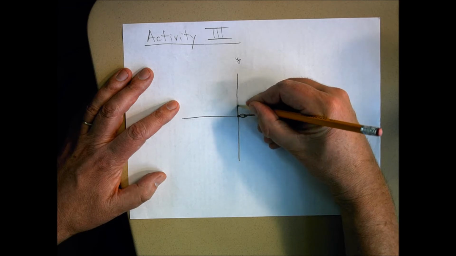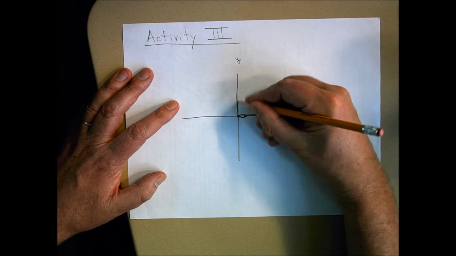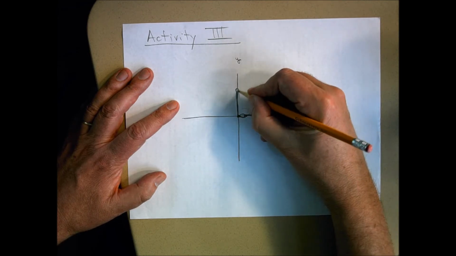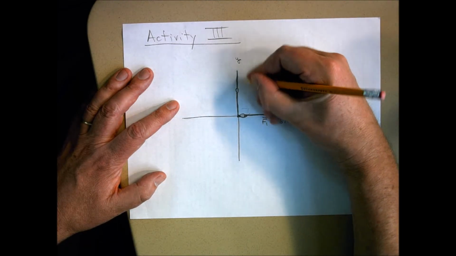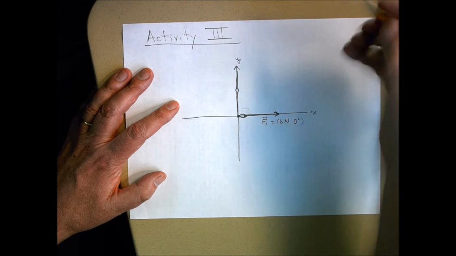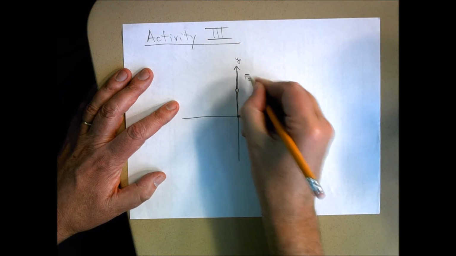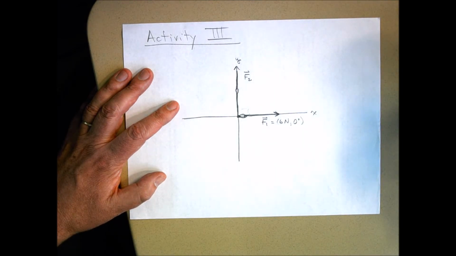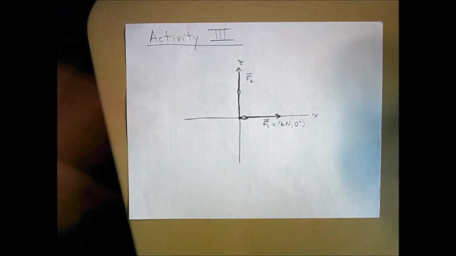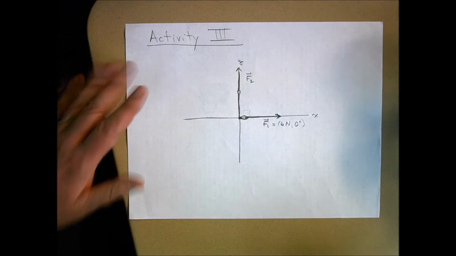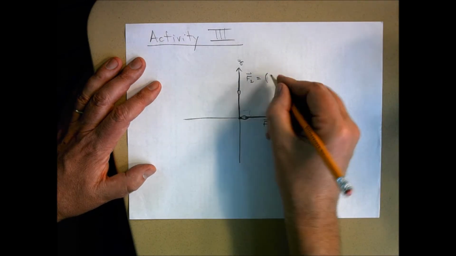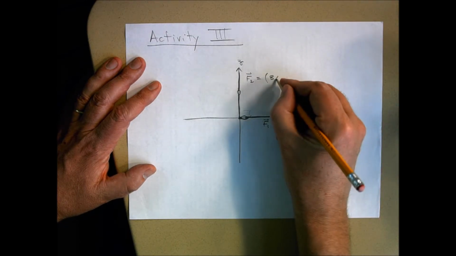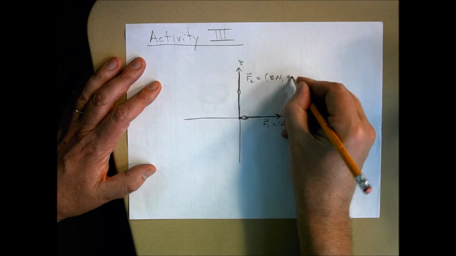And this is a string attached to it. And then there's a loop in the string here. And then you'll pull up on this. And this will be F2 that you'll measure with the spring scale. This is all horizontal on your table. And I want you to make this 8 newtons at 90 degrees.